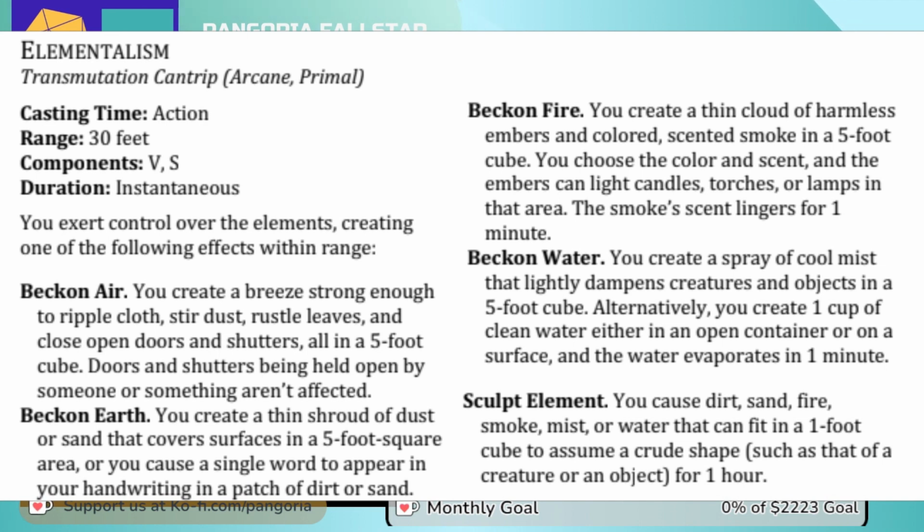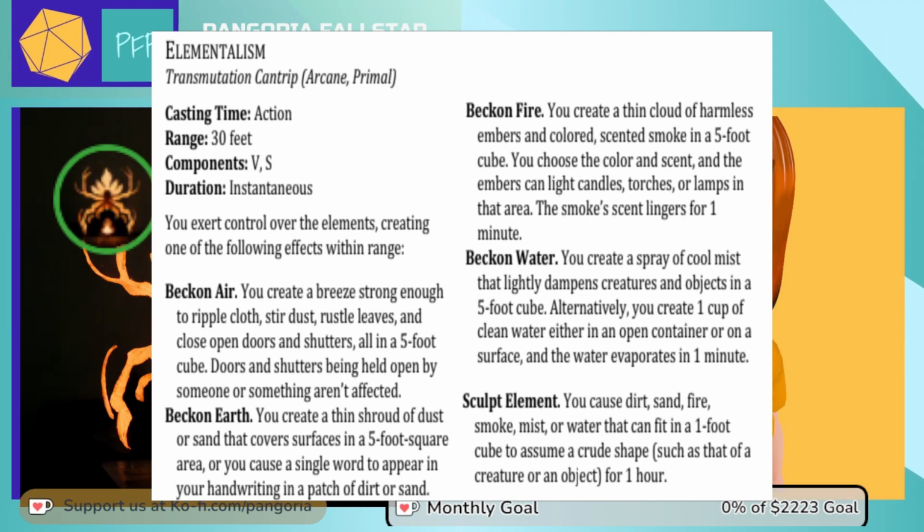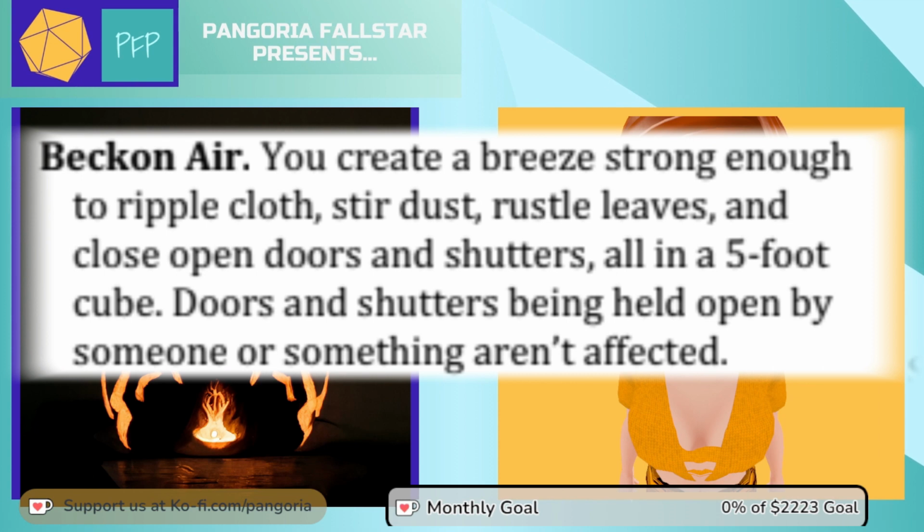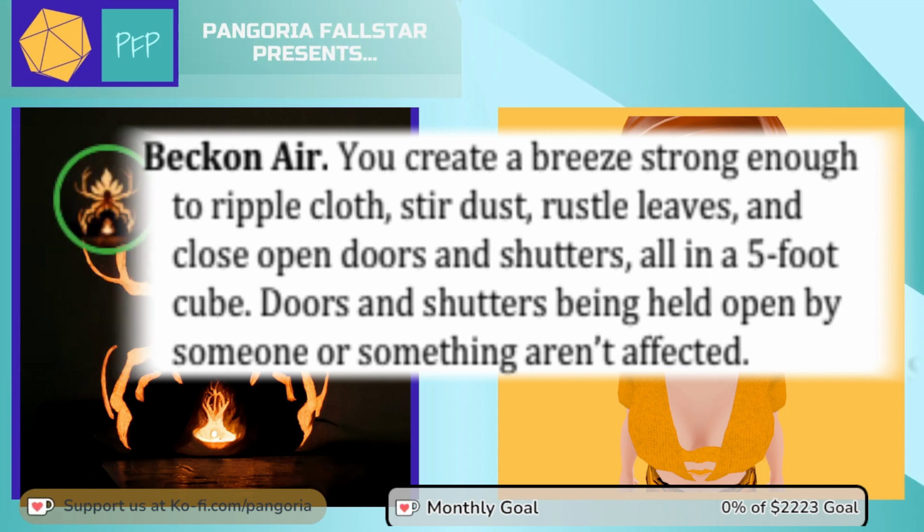This is elementalism from the new UA. You exert control over the elements, creating one of the following effects within range. Beckon air. You create a breeze strong enough to ripple cloth, stir dust, rustle leaves, and close open doors and shutters, all in a 5-foot cube. Doors and shutters being held open by someone or something aren't affected. And yes, it does say close open doors. In a 5-foot cube. So one door? A door. Okay. Shall I keep going?